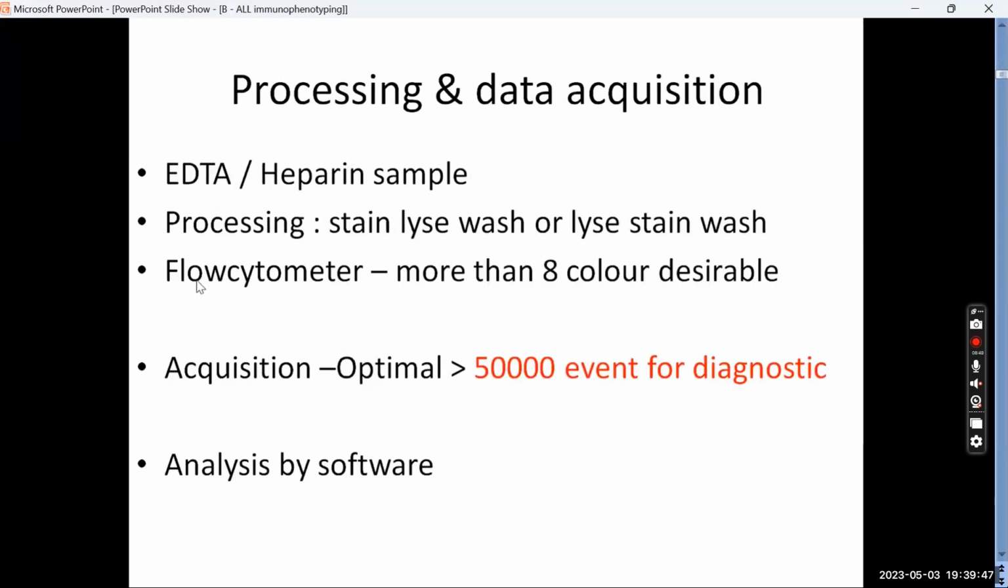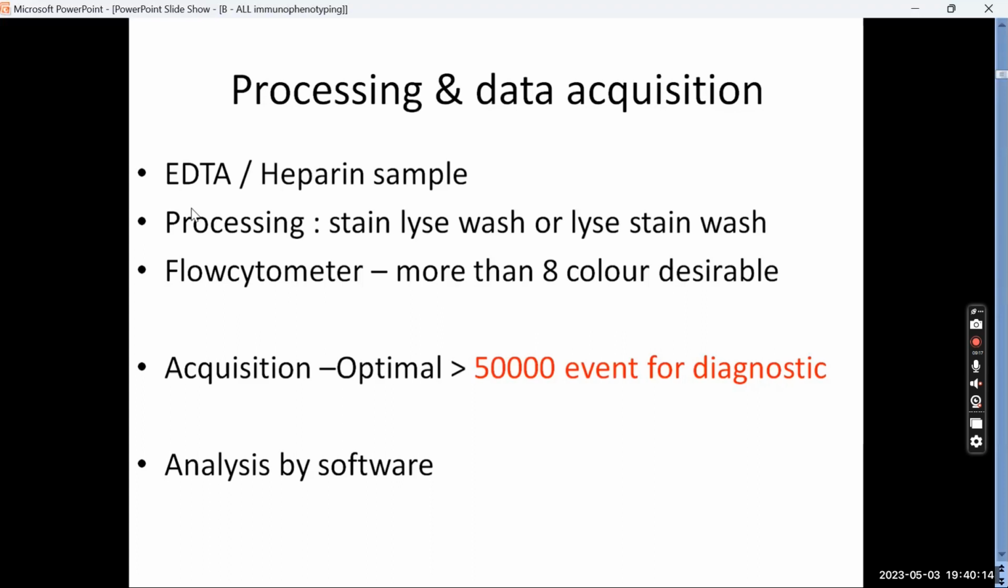So, processing and data acquisition. The samples we accept for flow cytometry use additives EDTA and heparin. EDTA will preserve the sample for 48 hours. Heparin can preserve for 72 hours. The processing part we have discussed; the people who have attended the basics may know. Processing can be done by two methods. One is the stain-lyse-wash technique. The other is the lyse-stain-wash technique.